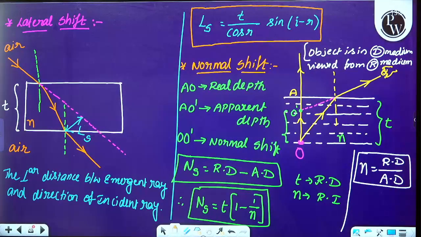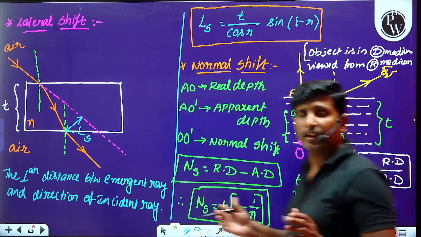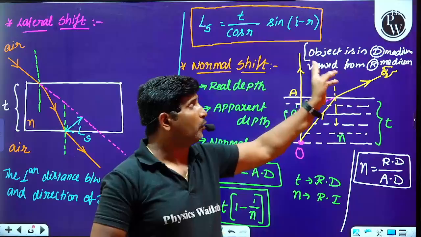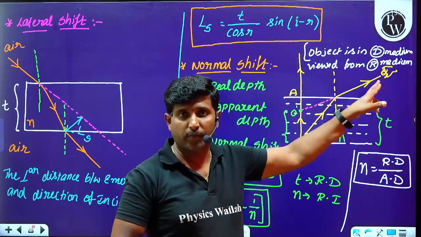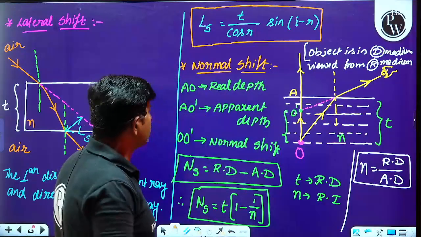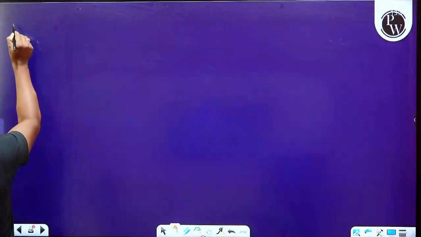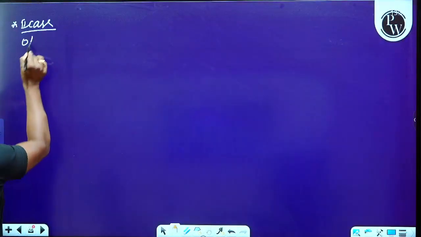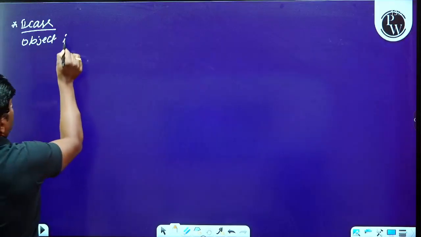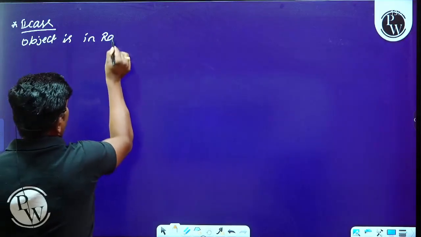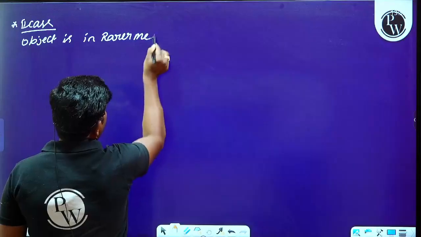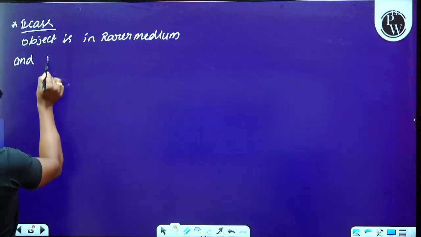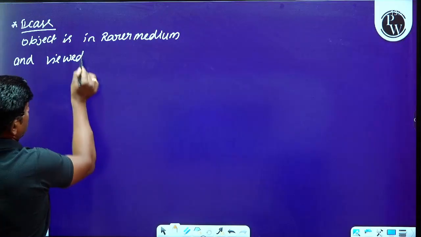Now let us see the second case. In the first case, as I said, the object is in the denser medium and viewed from the rarer medium. Is it clear? Whenever we move on to the second case, the object is in the rarer medium and viewed from the denser medium.